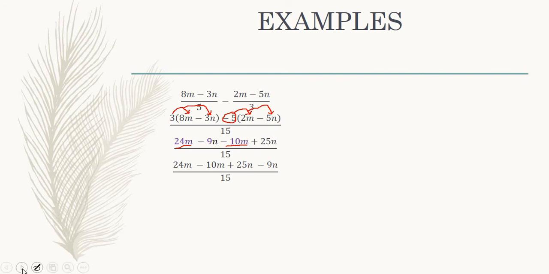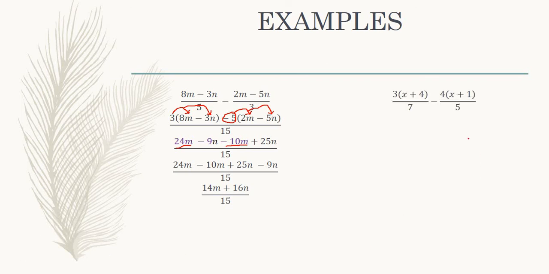Now, at this stage, you just carry out the operations. So 24m minus 10m, that's going to give you 14. And positive 25n minus 9n, that's going to give you a positive 16. At this stage, you cannot simplify any further, right? The fraction is in its lowest term, so we leave it just like that.